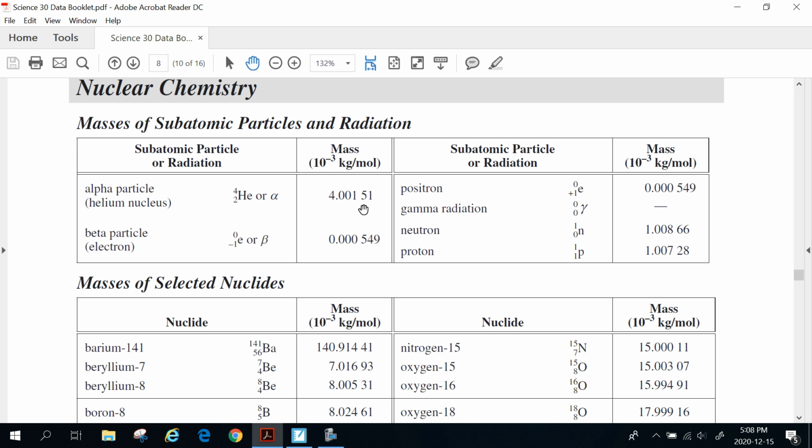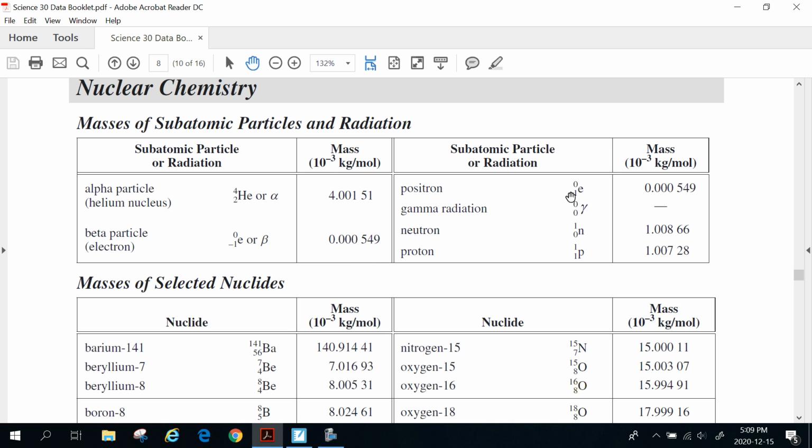This is the mass, 4.00151, and yes, you do need to use every single one of those digits, and for every number in this table and the table down below, it's all times 10 to the negative 3. You cannot forget that. It's not just 4.00151, it's times 10 to the negative 3 kilograms per mole. That is the mass for our alpha particle. We also have our beta. Again, the symbol for it, it is an electron, and the mass of that.